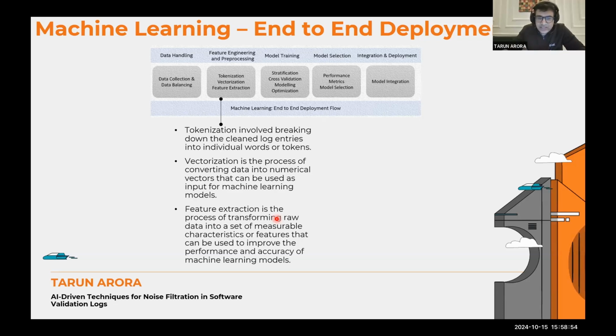But essentially what we are saying is that once you have the data, you also need to go through some of the NLP techniques, which include tokenization, vectorization, and feature extraction.